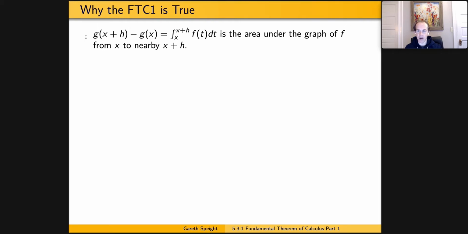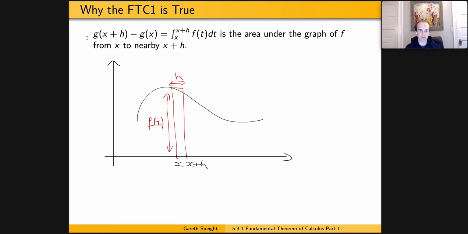And remember, the derivative is g of x plus h minus g of x divided by h, and let h go to 0. So we should be interested in these types of quantities. So let's first look at g of x plus h minus g of x. So we have the signed area up to x plus h minus the signed area up to x. That's going to leave us the signed area between the 2 points, so the signed area from x to x plus h.